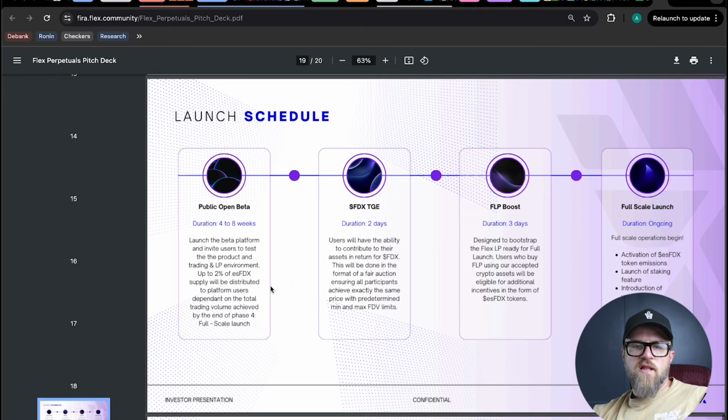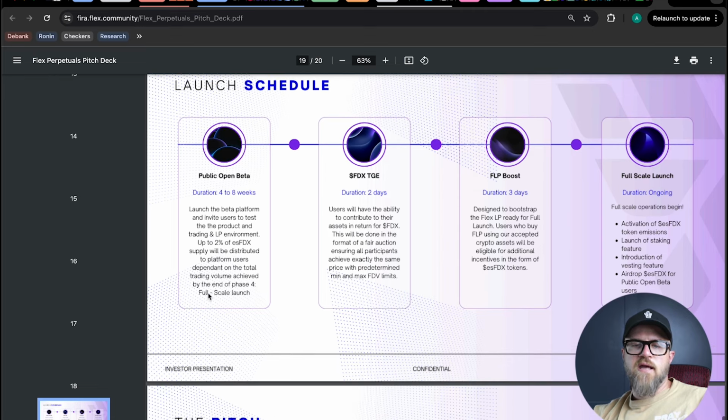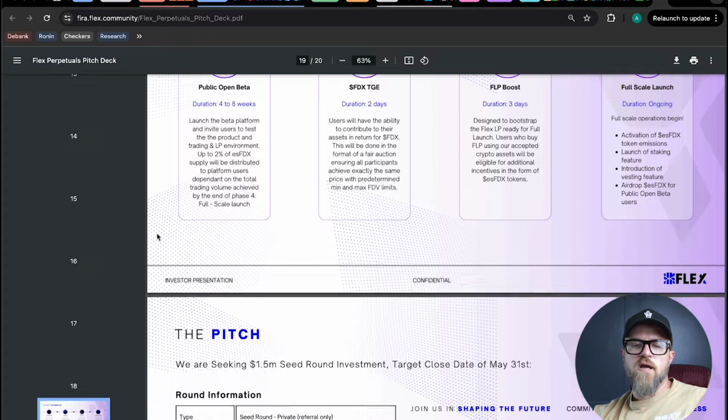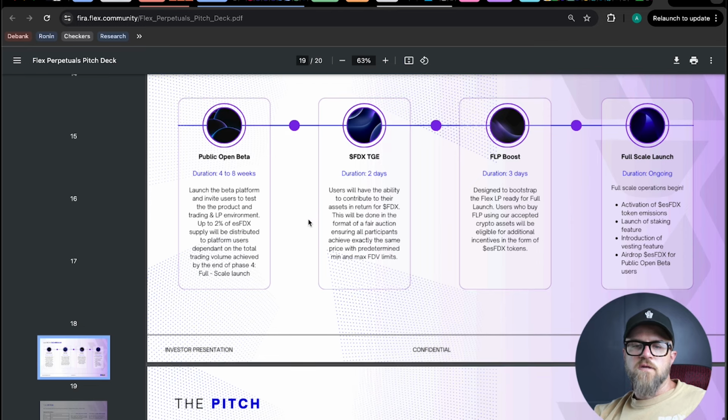We have a launch schedule: public open beta, duration 4 to 8 weeks. That hasn't been quite hit yet. We're not quite there. We're still in the funding round. But then 2 days of FDX and TGE. Users will have the ability to contribute their assets in return for FDX. This will be done in the format of a fair auction, ensuring all participants. So that's the TGE fair auction.